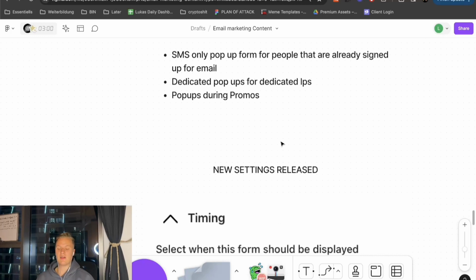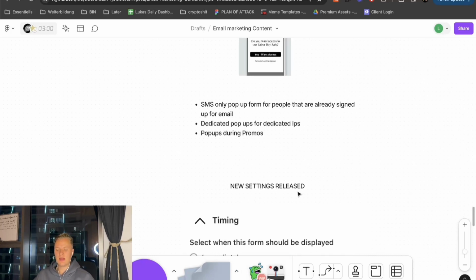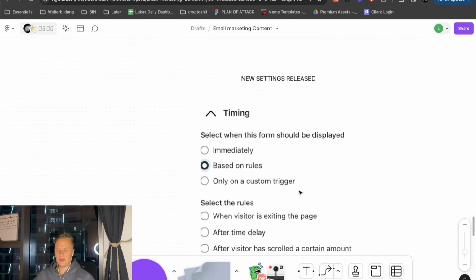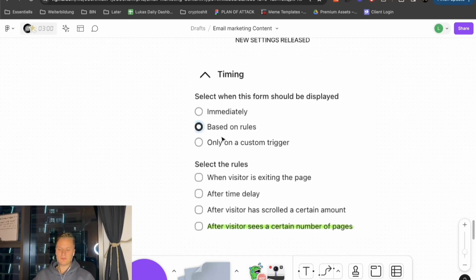Besides that, there are a few new settings released in Klaviyo, which is wonderful because for some of this stuff you needed third-party apps, and the more stuff they put into Klaviyo, the better. So what we can do now is have a few different timings. One timing that you can select now is after a visitor sees a certain number of pages. So if we have someone literally going through everything, they can then get a pop-up, which was not possible beforehand.